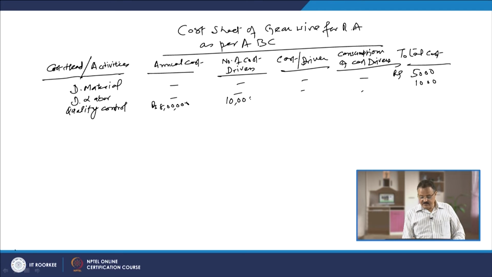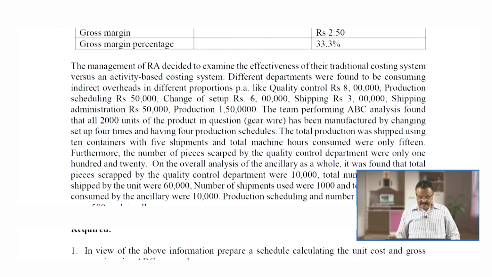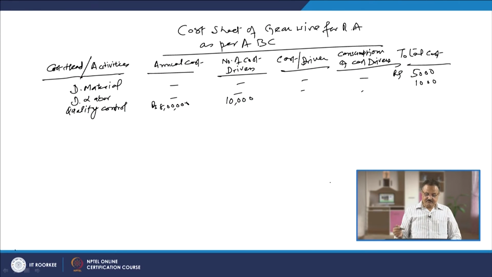And for the annual cost driver, how many products are being checked? It was found that the total pieces scrapped by the quality control department are 10,000. So, it means we have to calculate the per piece cost. For all the departments we are checking the quality control and scrapped pieces are 10,000, and cost per driver works out as 8 lakh divided by 10,000. So, this works out as 80 rupees.